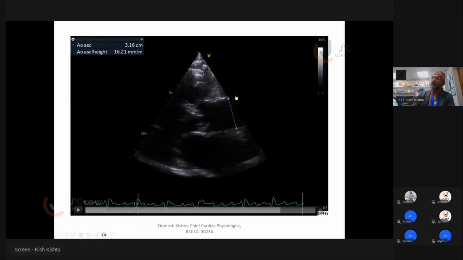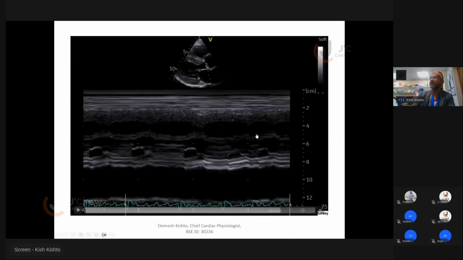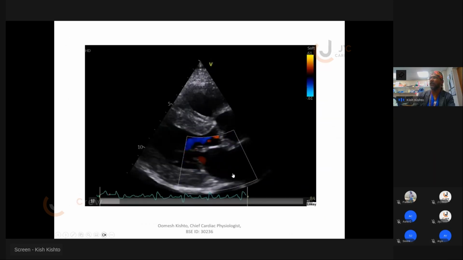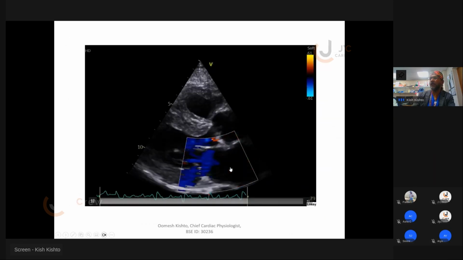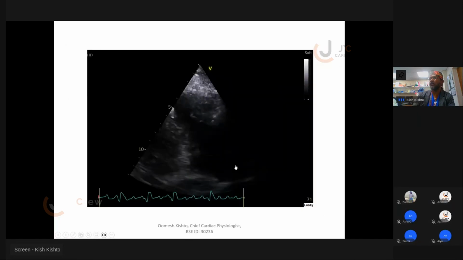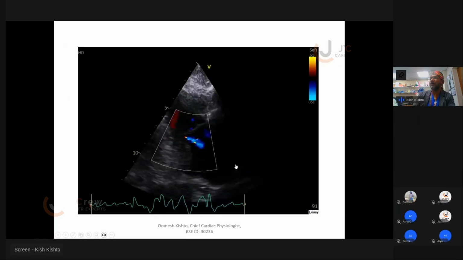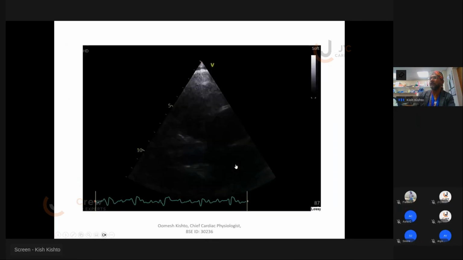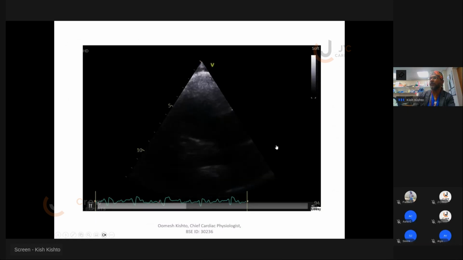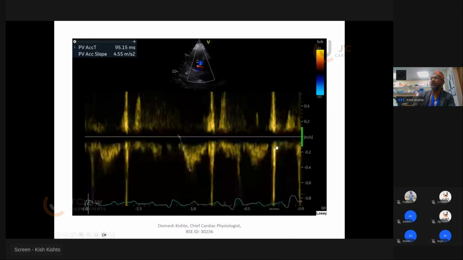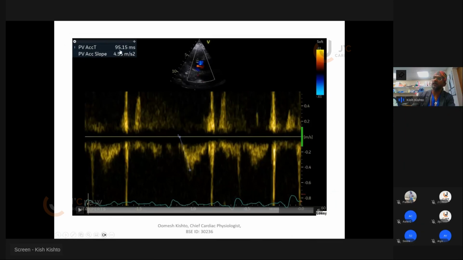And your measurement, your MR, TR, and your PV. So here you can see for the first time, I think it's 95, it's less than 105, which may suggest elevated PA pressures there, okay?